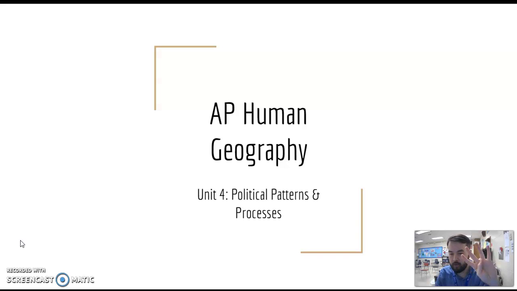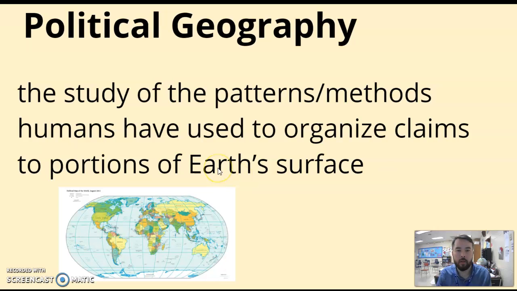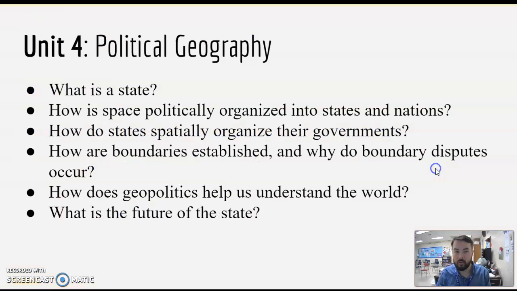We're moving on to Unit 4, Political Patterns and Processes. So when we think back on what we've been talking about so far this year, we have touched on political boundaries, political maps, formal regions, but how did we end up with all this? Okay, political geography is just the study of the patterns and methods that humans have used over time to organize their claims to portions of the Earth's surface.